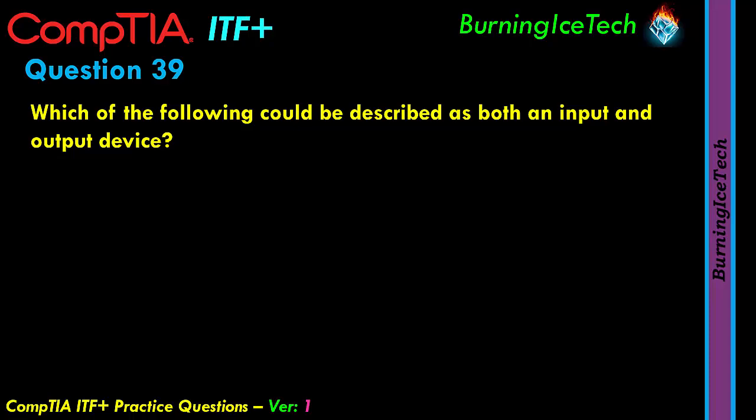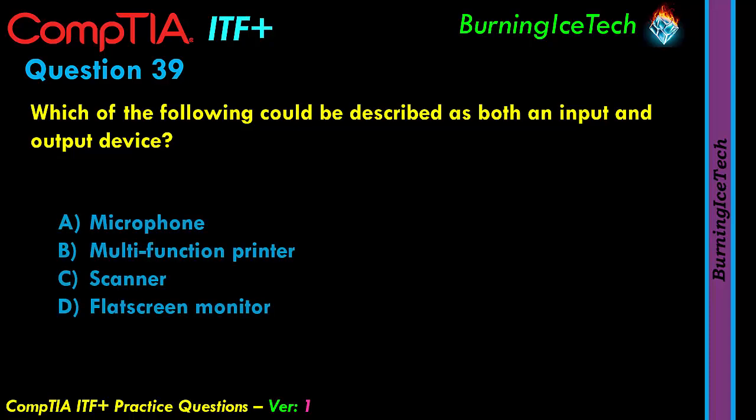Question 59. Which of the following could be described as both an input and an output device? So an input device, folks, is a device that'll input information of some kind into your computer. This can be audio, can be video, can be text-based. An output device is something that's going to output something. This could be also audio, text-based, all that kind of stuff. So it could be a printer if you think about it.